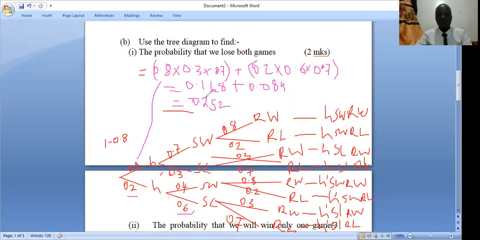0.252. So that is how we answer that question. The probability that we lose both games, we consider both when we host or we don't host. That's why, when we host, we pick 0.8. We are losing soccer, we are losing rugby at the same time. If we don't host, we are losing soccer, we are losing rugby still.